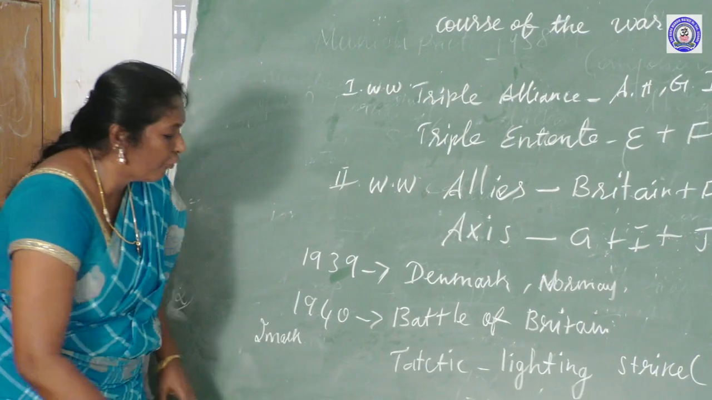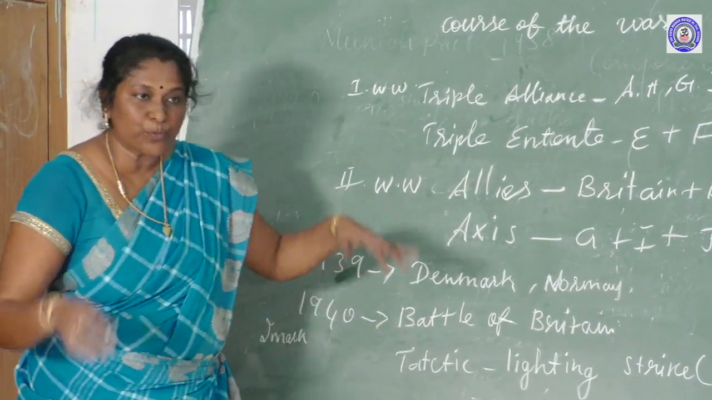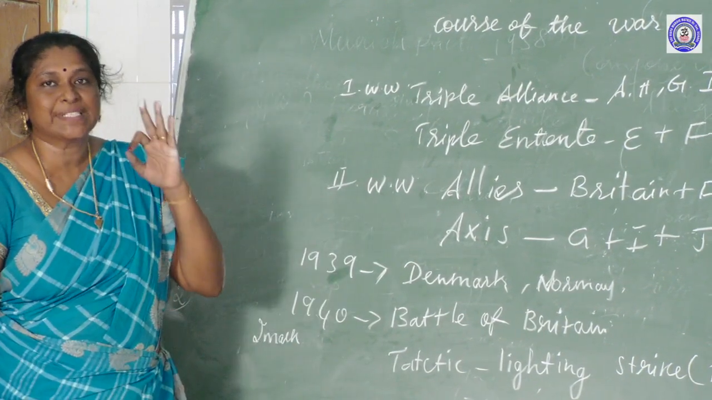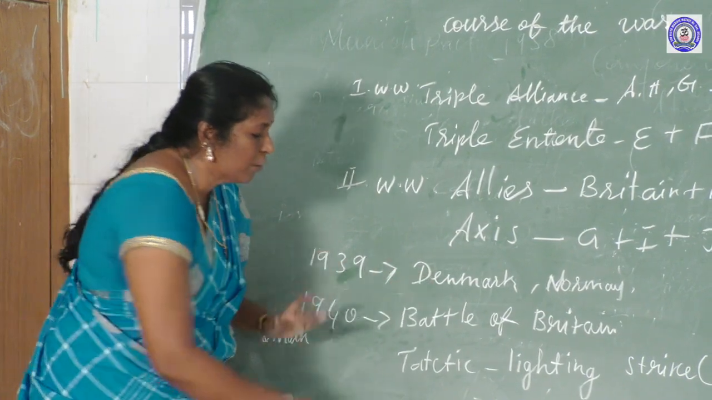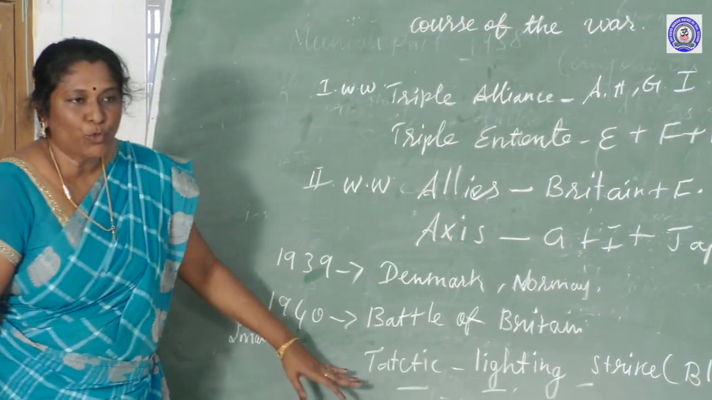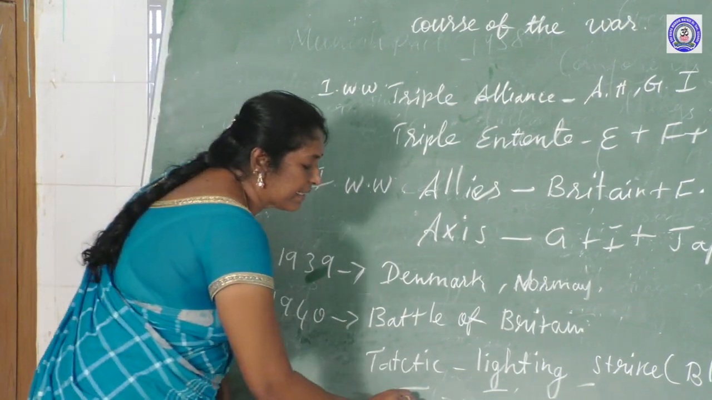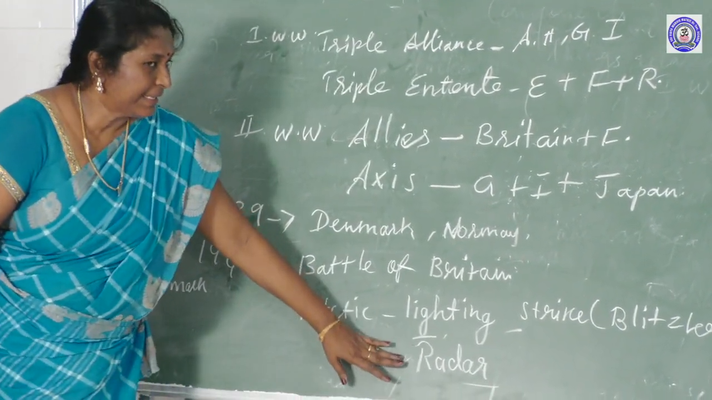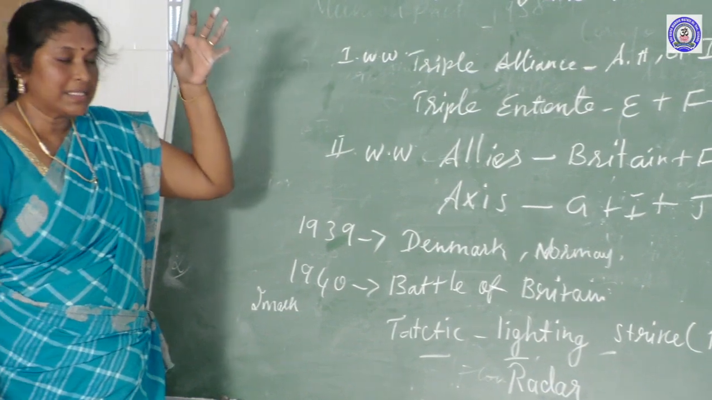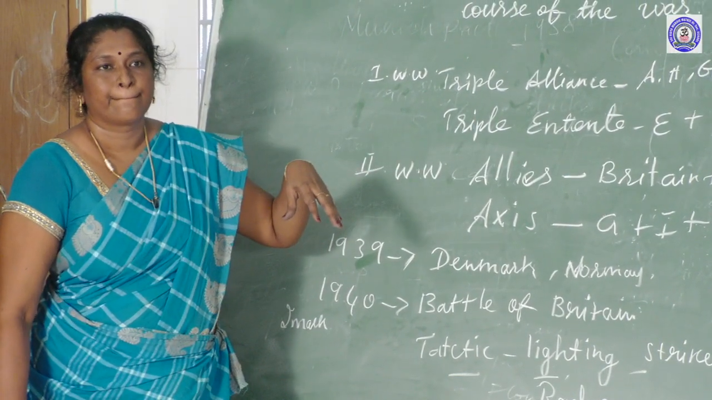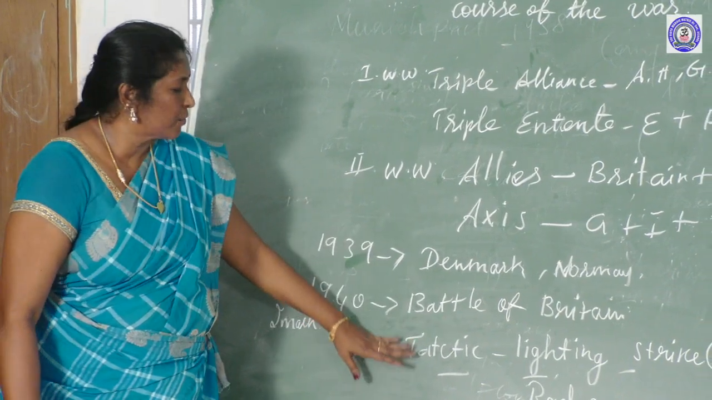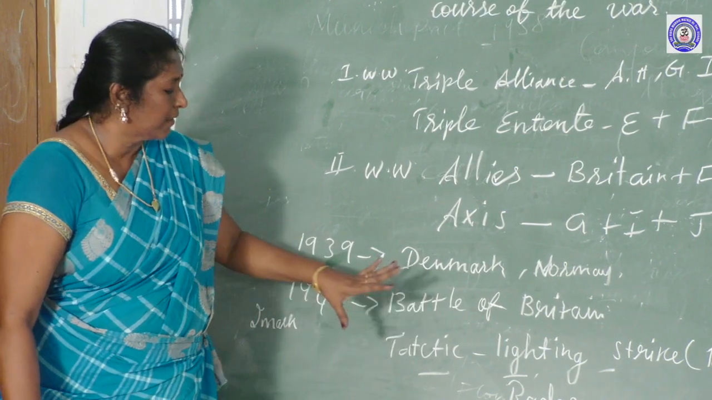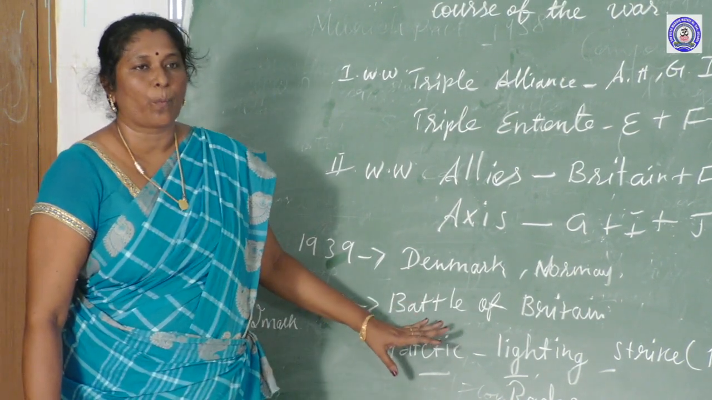In September 1940, London was bombed mercilessly, but Britain's Royal Air Force used a top secret device at the time. So Germany used the lightning strike. Britain's Royal Air Force used the secret device, radar. That radar gave severe loss to Germany. So Germany's campaign failed in this Battle of Britain. In this Battle of Britain only, Britain got the success at the time.